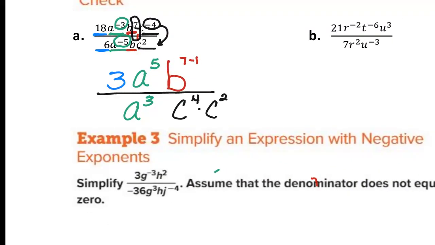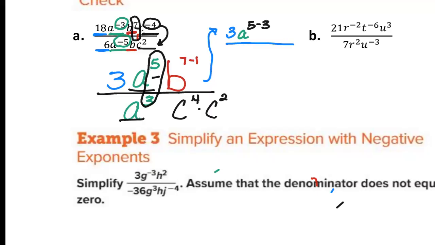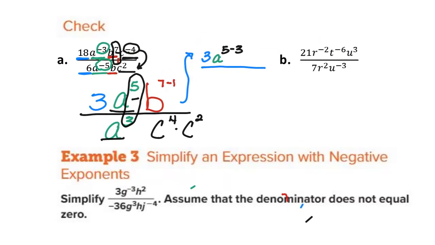All right, so I need to simplify this. 3 is still the only number I have up there, so that's going to stay. I have a to the 5th divided by a to the 3rd. I'm going to keep that base of a, and I'm going to subtract my exponents. So that becomes a to the 5 minus 3. B, there's only one b there. It says b to the 7 minus 1, so that is b to the 6th power. So I've taken care of that.